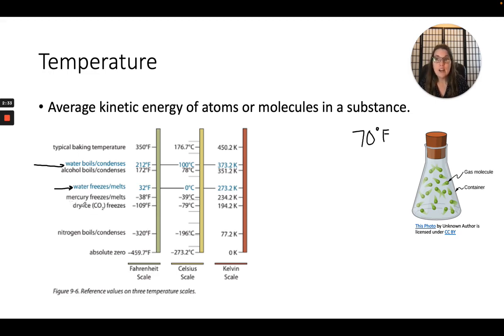Dry ice, which is something you might have had the opportunity to interact with, freezes at negative 109 degrees Fahrenheit, which is why it is very dangerous to touch it with your bare hands, because you can actually give yourself frostbite or a kind of freezer burn. And there's also liquid nitrogen, which is something that's also kind of fun to play with, at negative 320 degrees Fahrenheit. So liquid nitrogen is very, very, very cold.